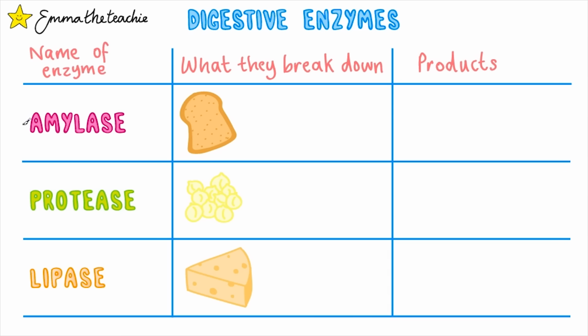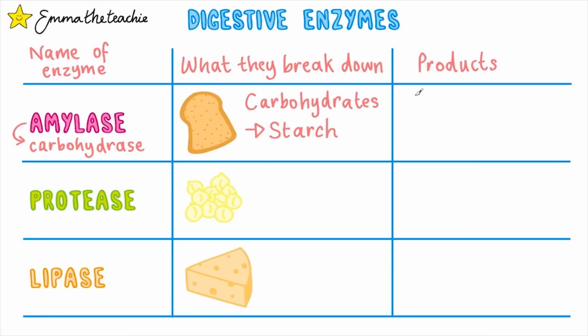First up, we've got amylase, and this is an example of a carbohydrase enzyme. What do you think carbohydrases break down? Taking a look at the picture, it's things like bread and pasta, which we call carbohydrates. Amylase in particular breaks down the carbohydrate that's called starch. You may have heard of this already. And the products of this are simple sugars, for example, glucose.